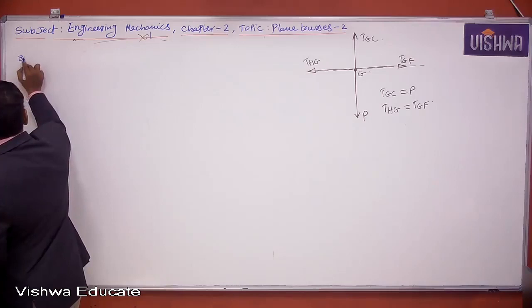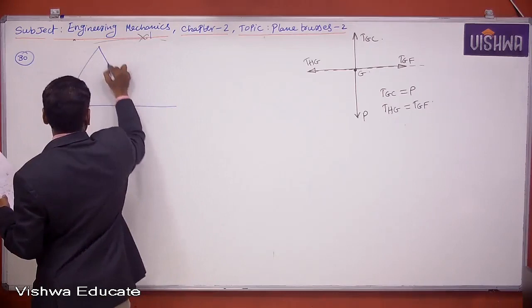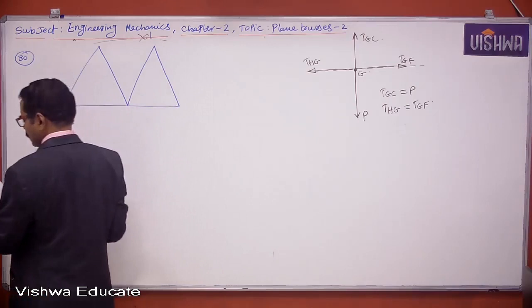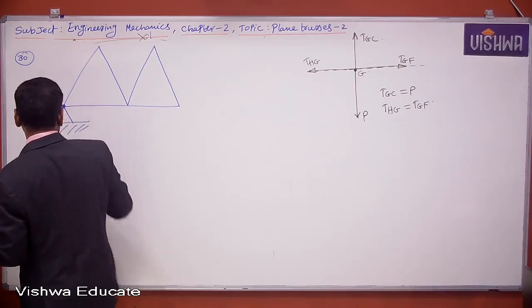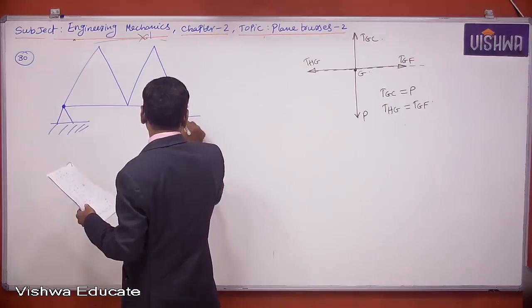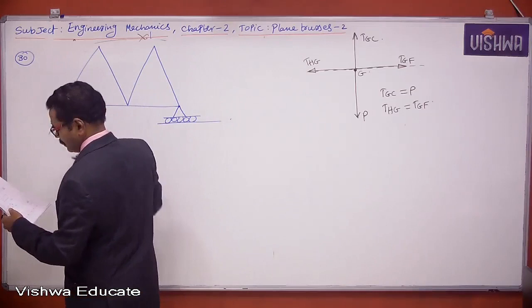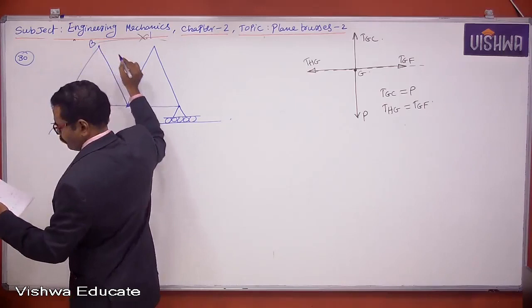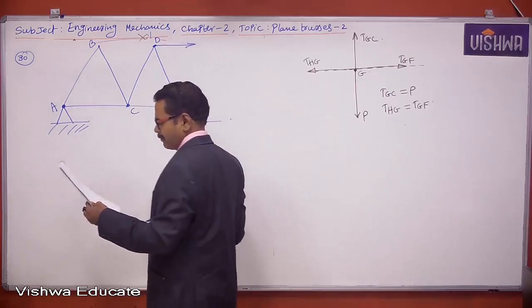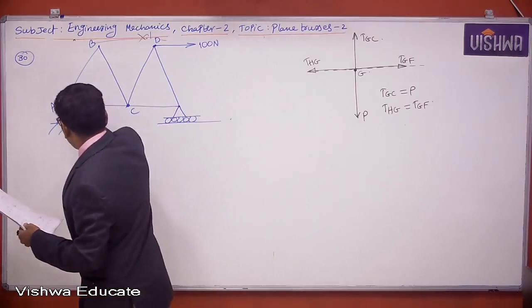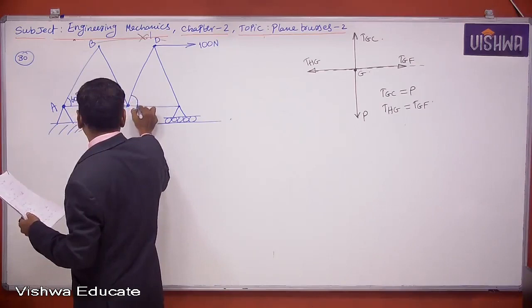A truss is given like this. Left side support is hinged support. Right support is placed on rollers. Like this. This is A. This is C. This is B. And this is D. At D, an external load of 100 newtons is acting. This is 60 degrees. This is another 60 degrees. This is also 60. This is also 60 degrees. So please copy.